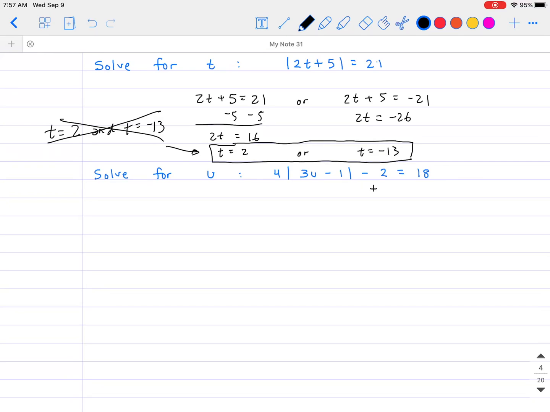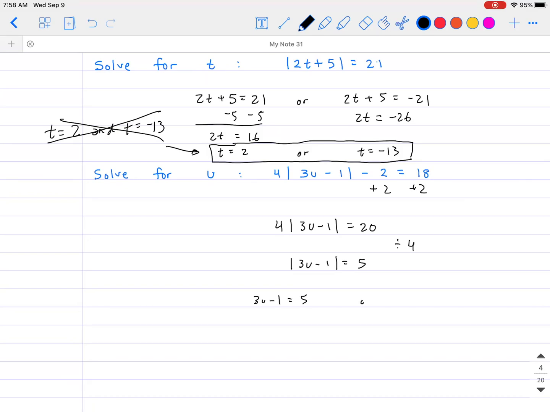Okay, order of operations says, let's take care of the 2 first. We're going to add 2 to both sides. So then now we have absolute value of 3u minus 1, and then with the 4 on the outside, that's equal to 20. Then we have absolute value of 3u minus 1 is equal to 5 because we divided by 4 from both sides. And now we're going to try to solve for u.